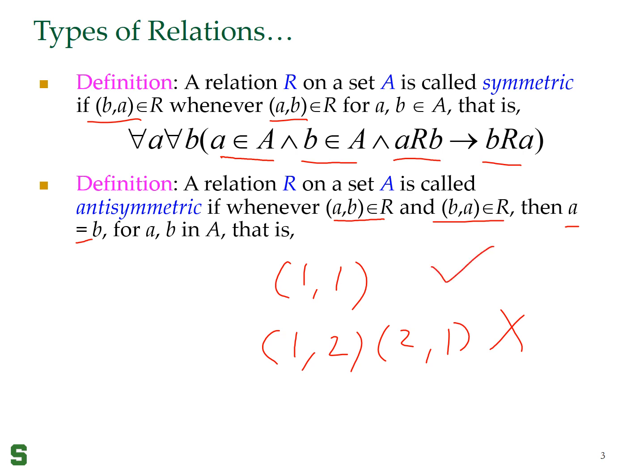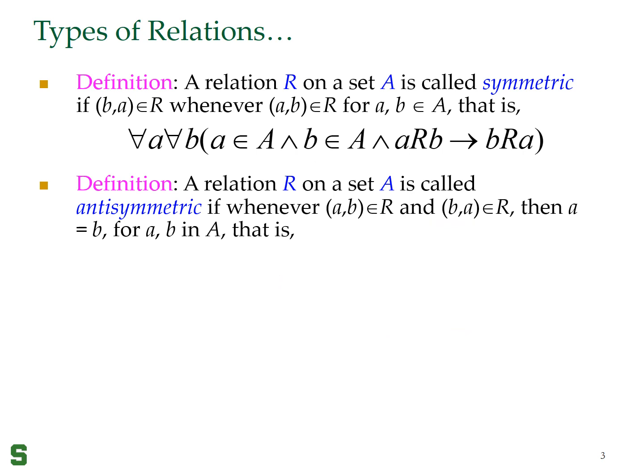The first pair, 1 1, is okay. The pair 1 2 and 2 1 is not okay, because in that case I have A and B that are different, and the pair AB and BA is in the set.